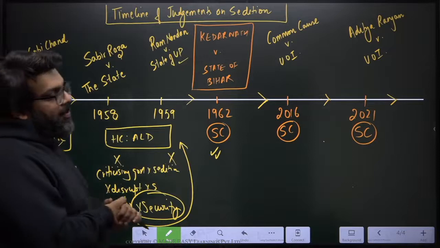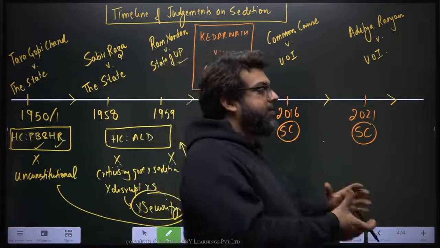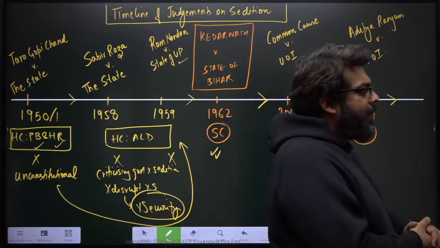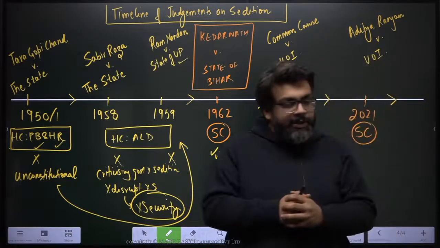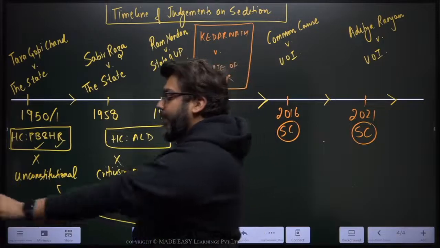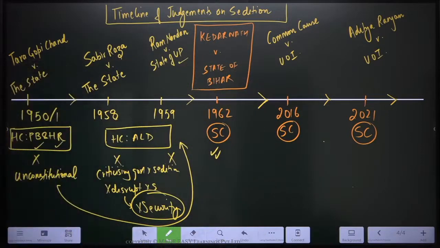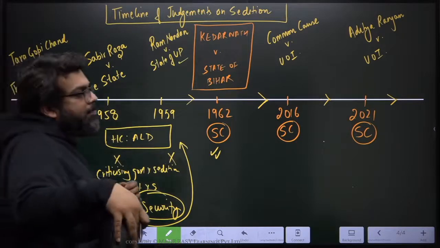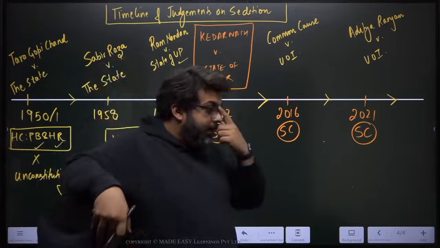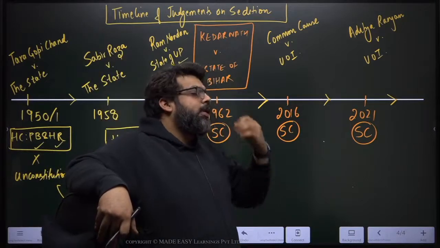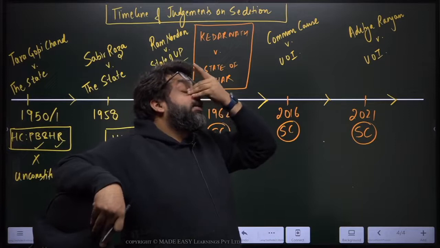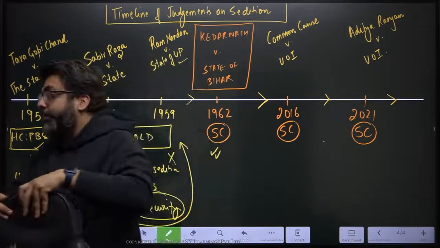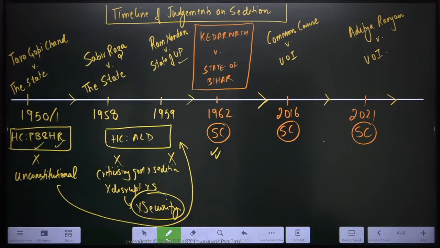Now comes the Supreme Court. And when everybody expects the Supreme Court to probably take the work of the High Court forward, what happens in the Kedarnath case is actually quite interesting. So what happened in the Kedarnath case was, see, Kedarnath as a person was a member of a political party in Bihar. The political party was called the Forward Communist Party of Bihar.